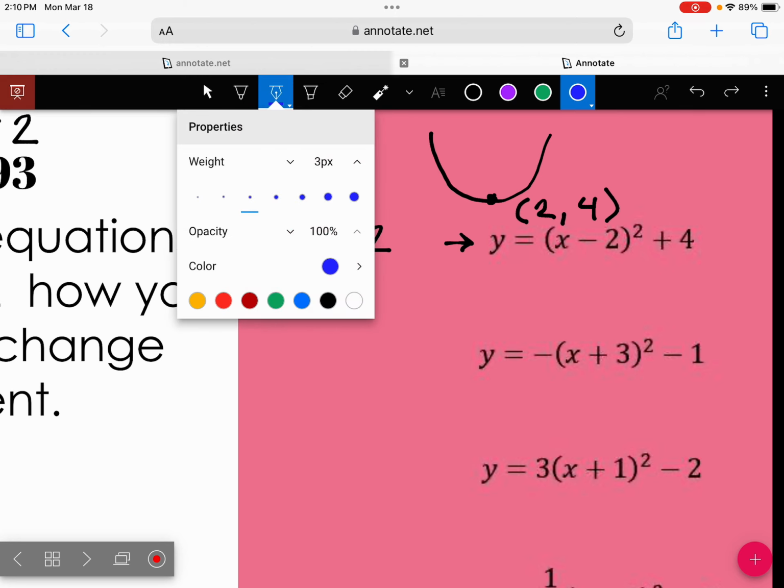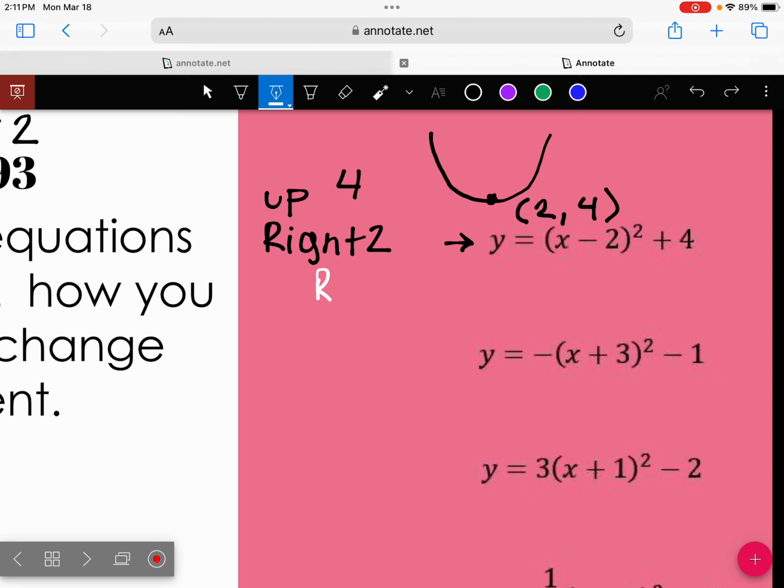The range is the y values. My y's have to be greater than or less than what? Do we have a maximum or a minimum? My vertex, is it a low point or a high point on this graph? It is a low point. So do we have a minimum or a maximum? Minimum. So my y values have a minimum of 4.